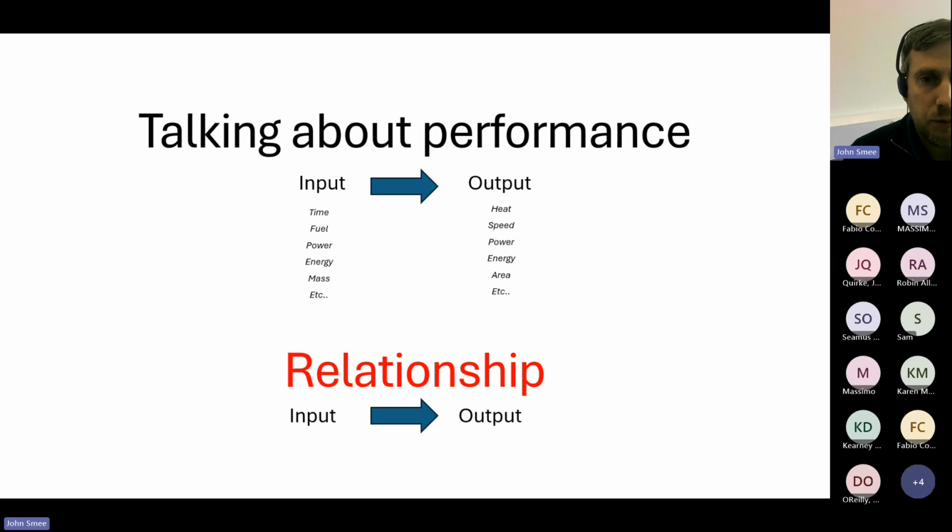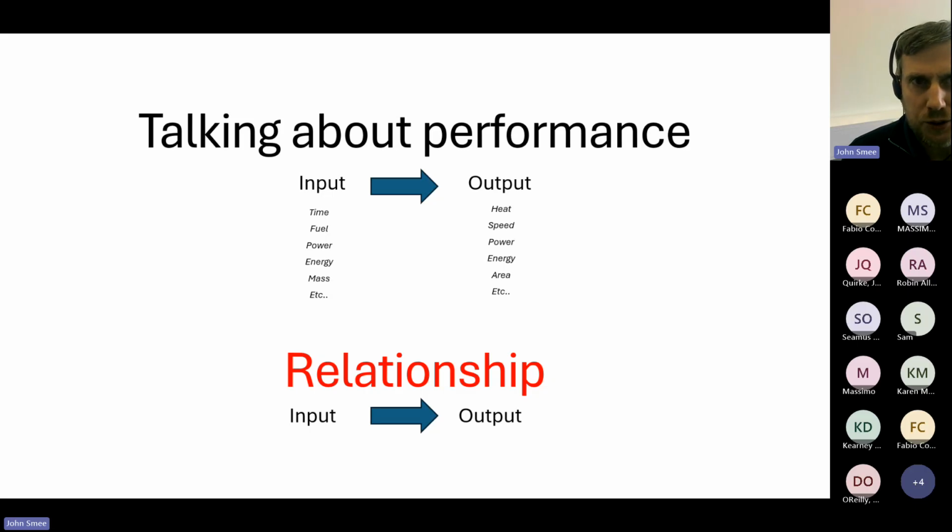An input could be something like time, fuel, power, energy, anything. And your outputs could be heat, speed, power. If you took something like an engine, you could be putting in fuel and measuring your power output and trying to understand that relationship. So what we're trying to do here today is understand these input-output relationships. There are a set of simple relationships that govern how centrifugal pumps behave, and if we understand those a little better, it will allow us to optimize them more.